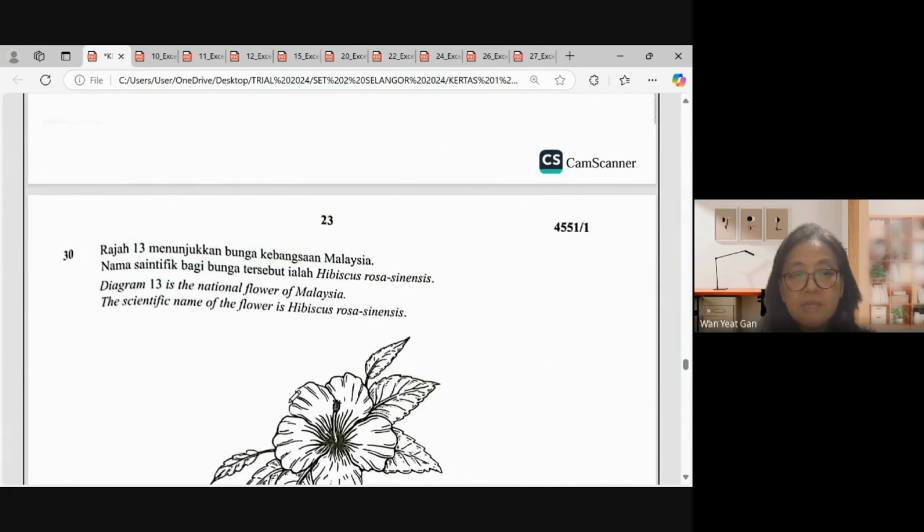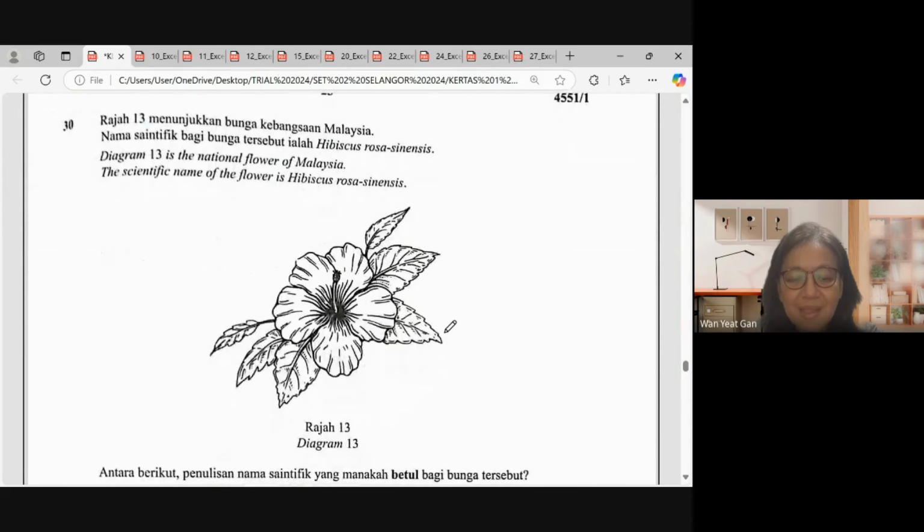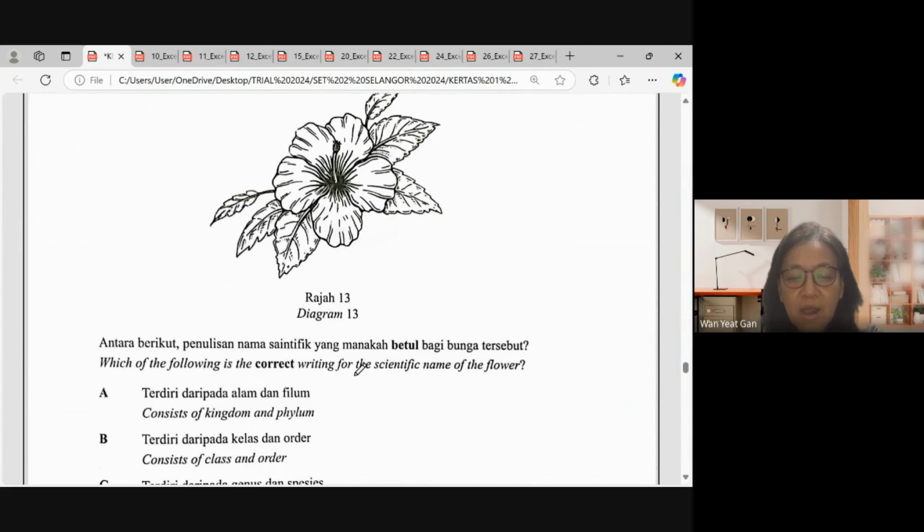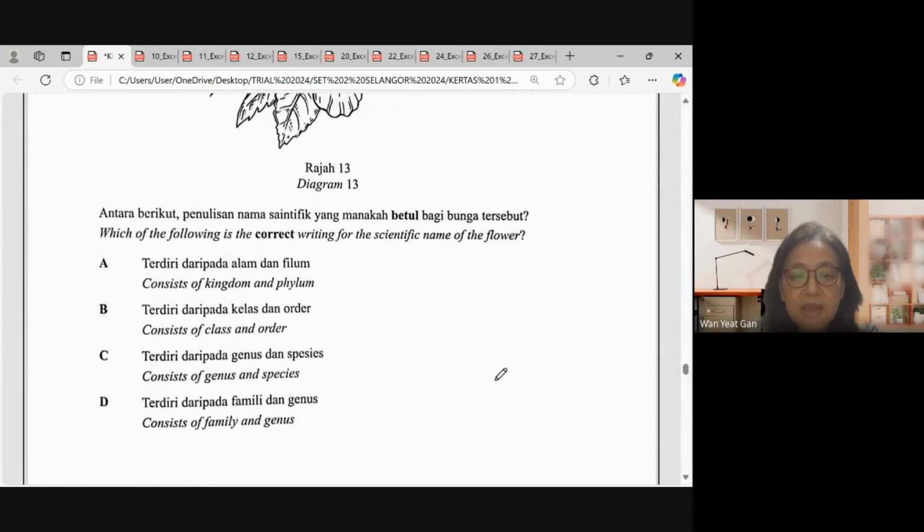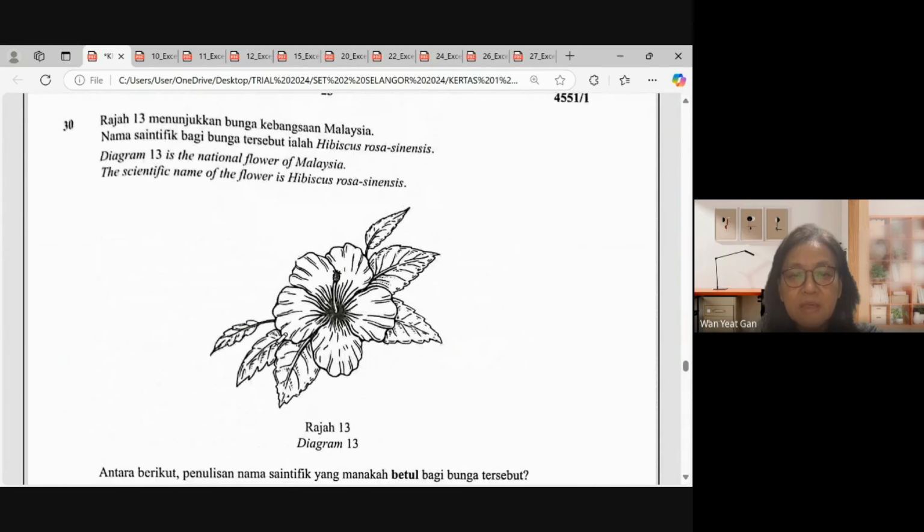Diagram 13 is the national flower of Malaysia. The scientific name is Hibiscus rosa sinensis. Which of the following is the correct writing for the scientific name of the flower? Every scientific name has two names. The first is the genus and the second is the species. So the answer is C. The name Hibiscus refers to the genus and the name rosa sinensis refers to the species.